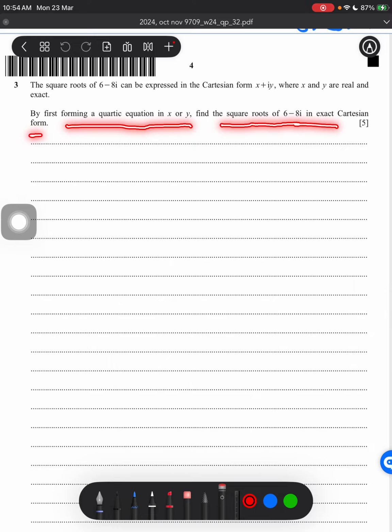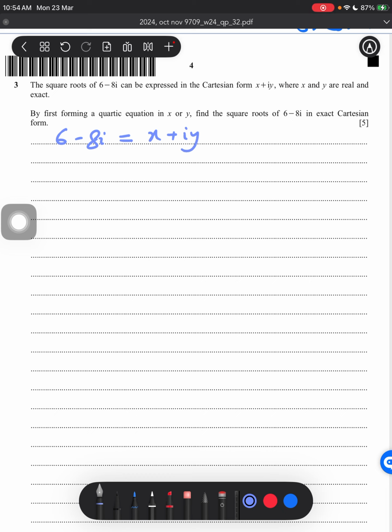So first of all, the square roots can be expressed as that. So I'll write 6 minus 8i would be equal to the x plus iy, and the root of this would be equal to that. So how to get rid of that square root? We'll be squaring on both sides.